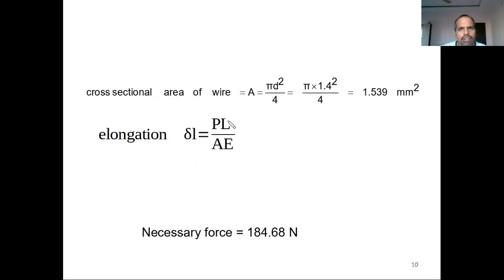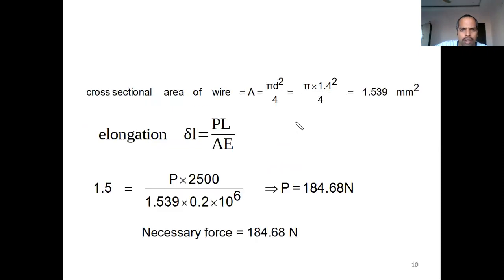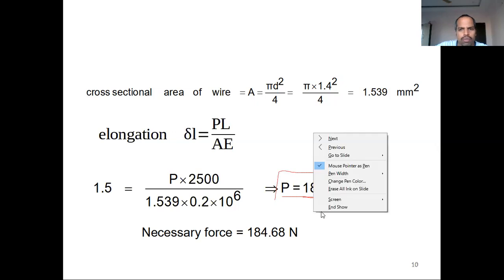Cross sectional area of the wire: first calculate the cross sectional area, pi by 4 d square, where d is equal to 1.4 mm, right? And elongation delta L, just simple substitution. How much force is required? If you calculate, you get the force is equal to 184.68 Newton. That's all, right?